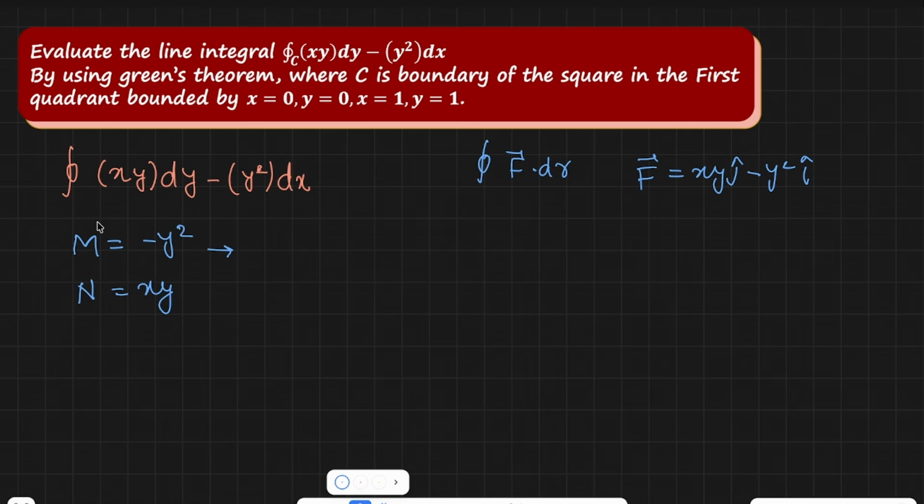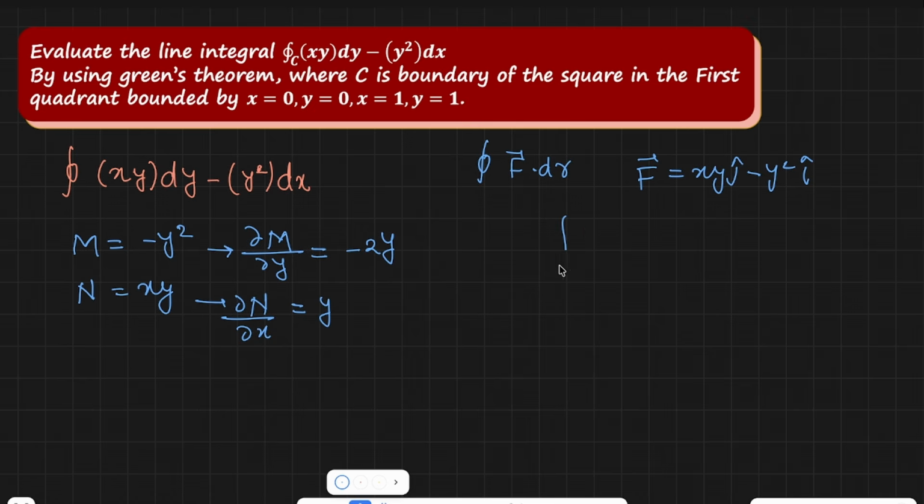So the derivative of first with respect to second variable means the derivative of M with respect to y and the derivative of N with respect to x. The derivative of M with respect to y is minus 2y, and the derivative of N with respect to x is only y. Now you apply this formula. Here it is not written to verify, so no need to find both the sides. You apply the Green's theorem only.